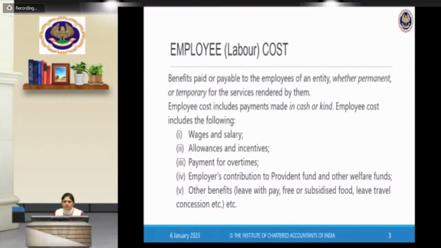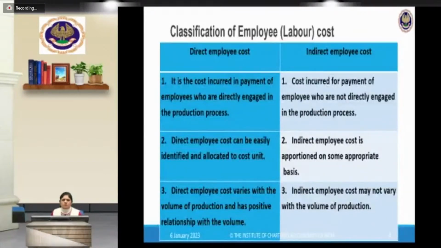There are many perquisites and incentives available to an employee apart from the basic salary, the bonus or the commission, etc. So there are direct labor cost and indirect labor cost. Direct labor cost is paid to direct employees, and indirect labor cost is paid to employees who do not work directly on production, but facilitate the production and every other work in the organization. So direct employee cost is the cost incurred in payment of employees who are directly engaged in the production process, who actually work on the product, on the job.